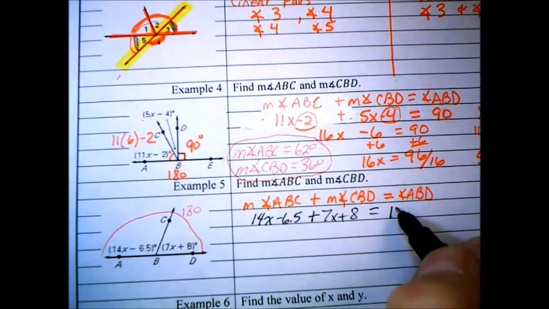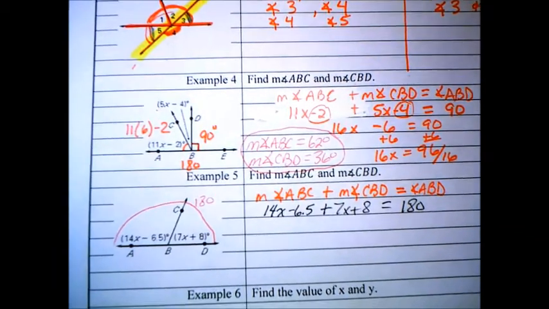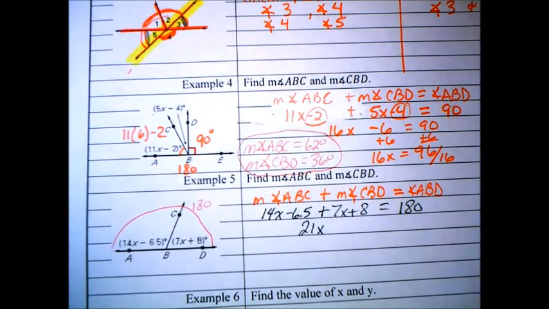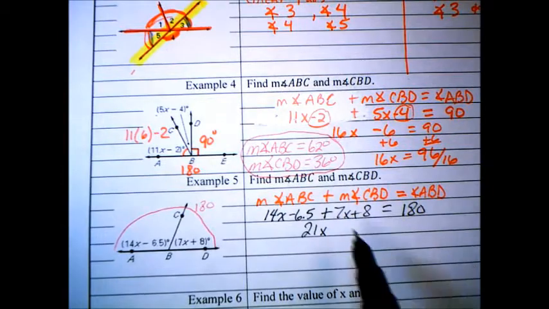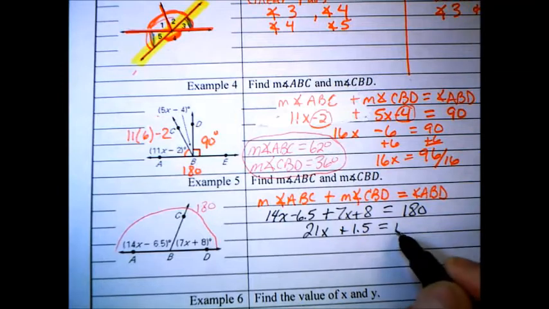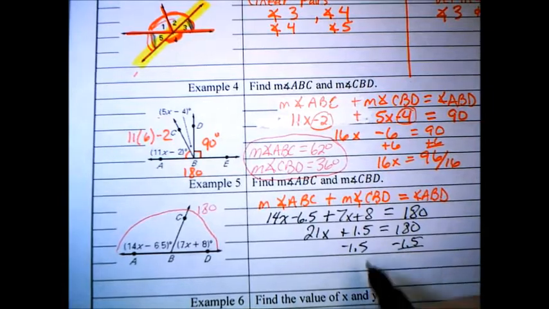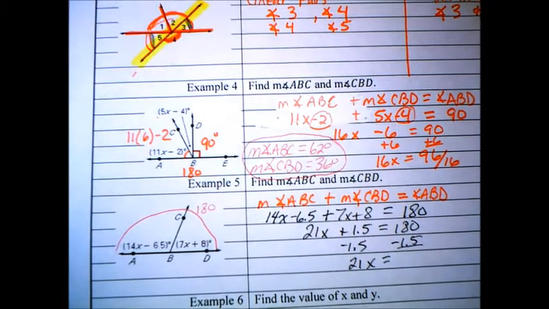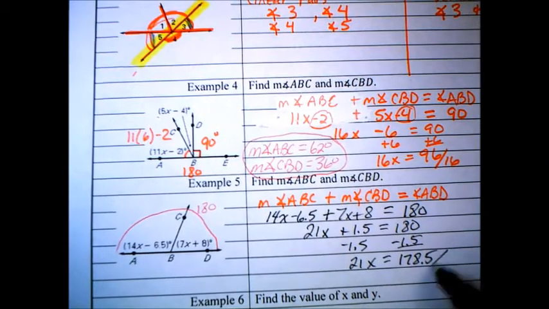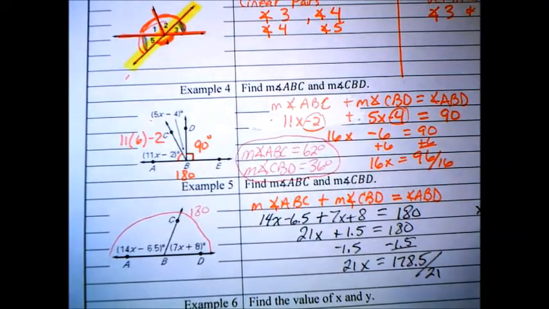180 degrees. 14 plus 7 is 21x. Negative 6.5 plus 8, adding my constants, is a positive 1.5. I'm going to subtract 1.5. That gives me 21x is equal to 178.5, and then divide it by 21. Gives me my x value of 8.5.